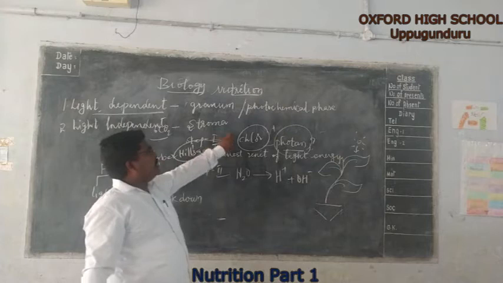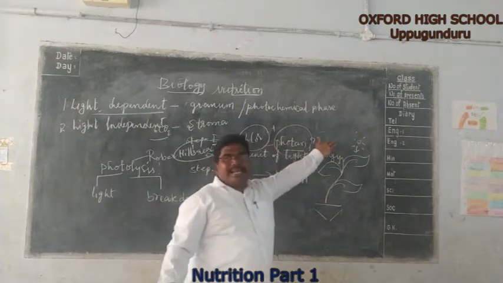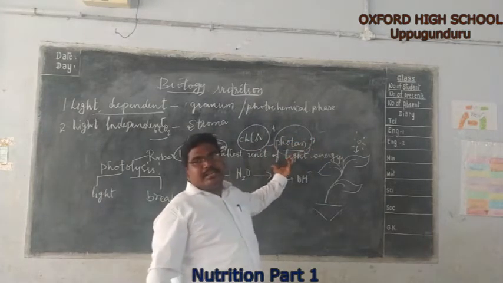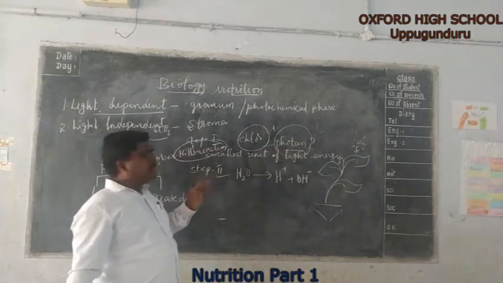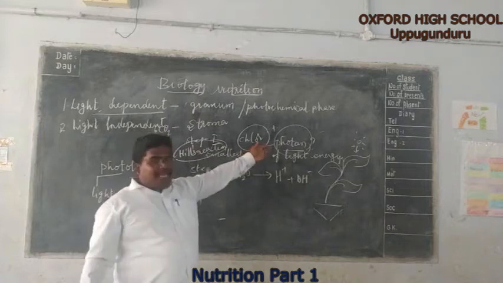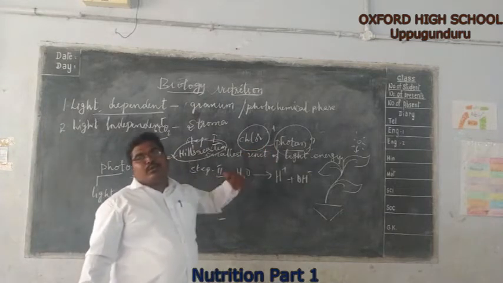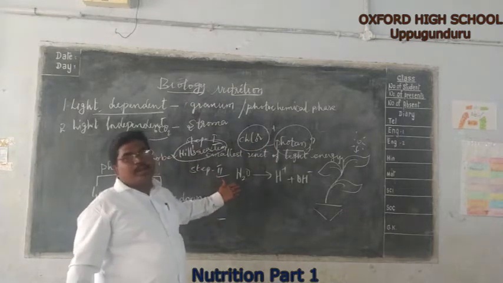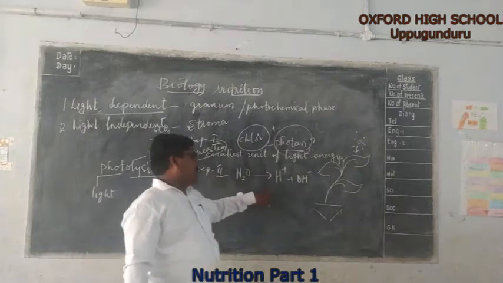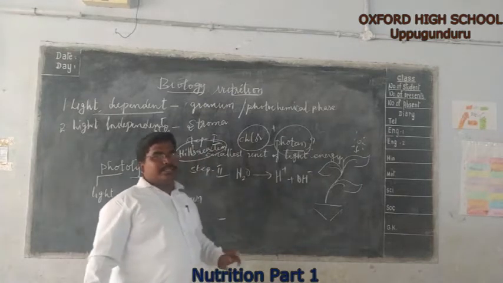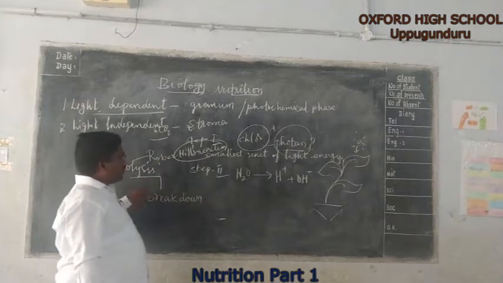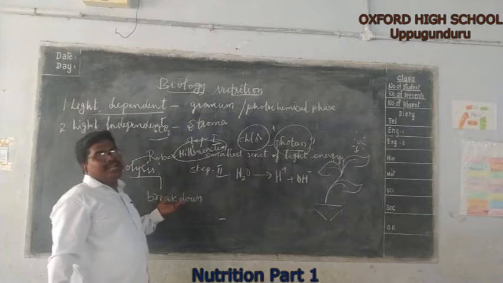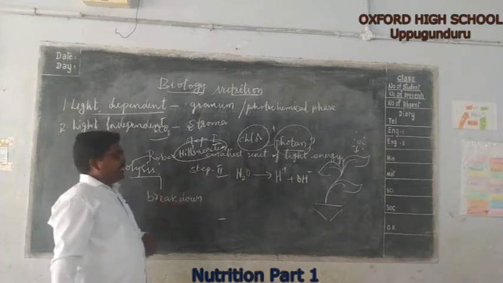In step 1, the chlorophyll exposed to the bright sunlight becomes activated by absorbing the photon. Photon is the smallest unit of light energy. In step 2, this energy captured by the chlorophyll is utilized for the breakdown of water into two component ions, hydrogen and hydroxide. This was photolysis. This reaction was discovered by Robert Hill, hence it is also called Hill's reaction.